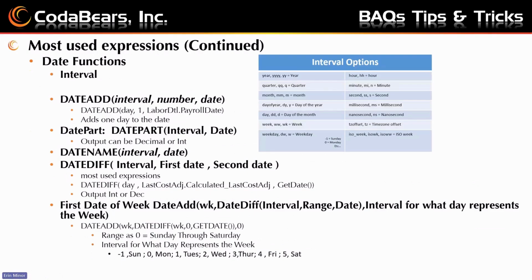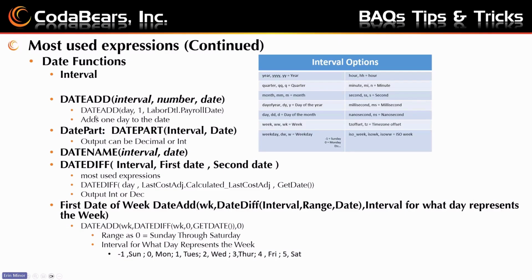So the most used expressions also are date functions. I've found everybody wants to know date functions because they want to know how long things happened between certain dates, or they want to cut off certain dates, or they want to group by certain dates. So date functions are my favorite. First of all, there are intervals when it comes to date functions, and I have that here. So it's year, the y. Anytime you see interval here, it's going to be one of these. The next would be the type. So there's date add, date part, date name, date diff, and this one is the first day of a week, which I found really helpful when you want to group into weeks and things like that.